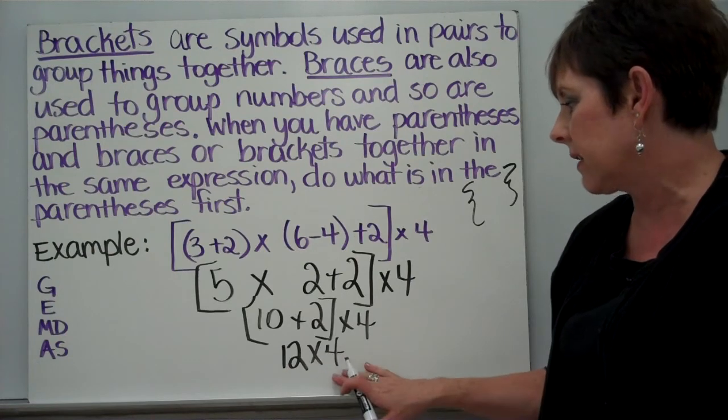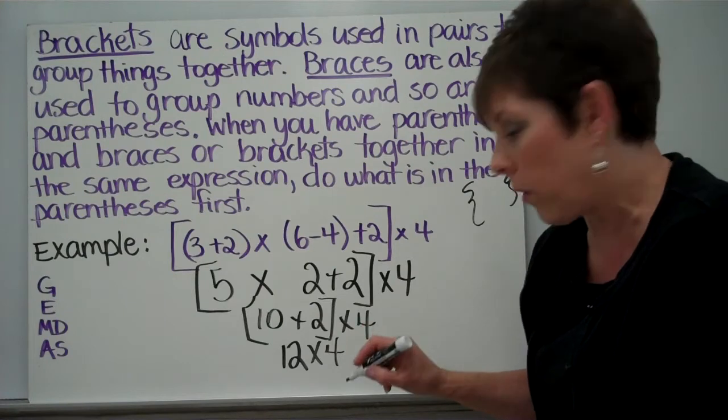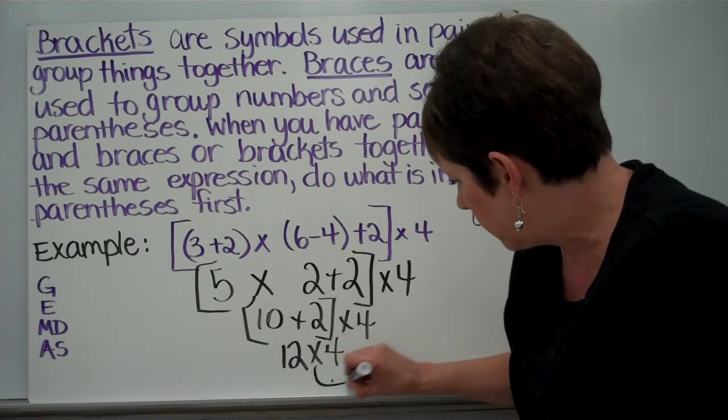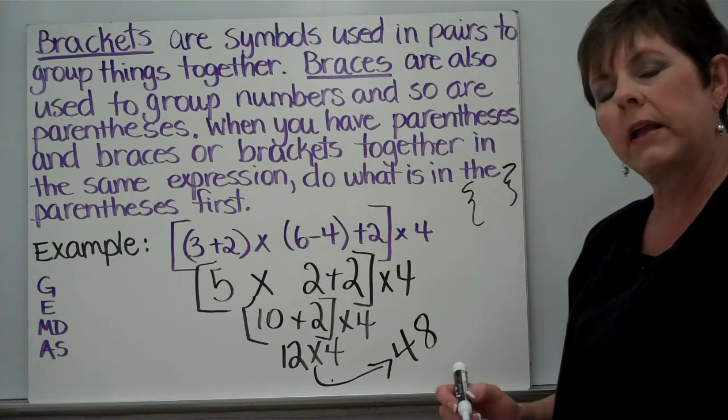Last of all, what is left? Just one operation. What is 12 times 4? I've run out of room. We'll put it right here. 12 times 4 is 48.